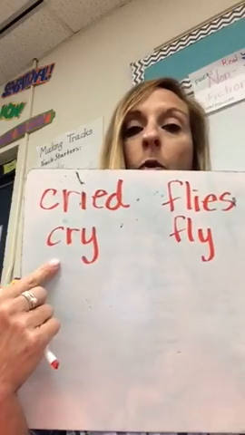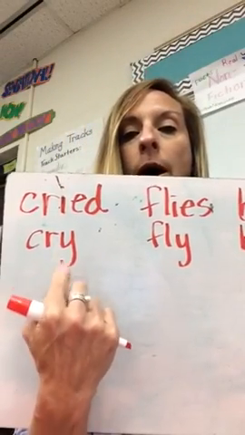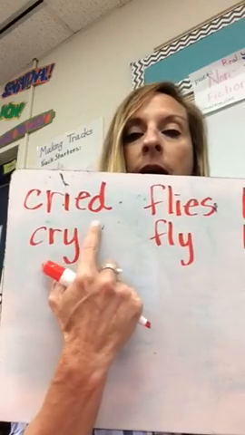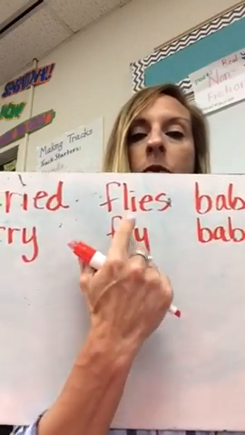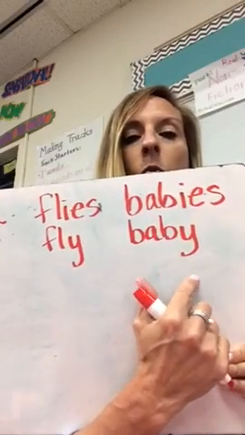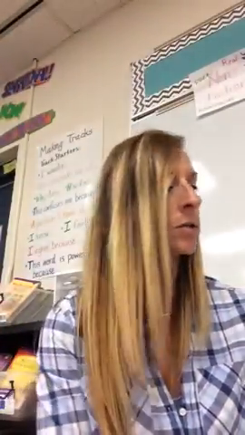Well, to go from cry to cries or cried, we have to change the Y to an I and then add the ending, either ED or ES. Change the Y to an I, add ES. Okay? So that's what we're going to be working on this week with our spelling words.